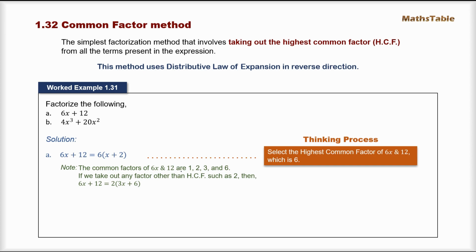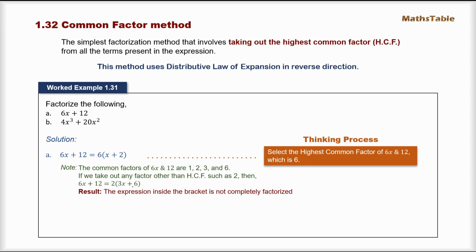This shows that if we take any number other than the highest common factor, then the expression inside the bracket is not completely factorized. So it's much better to select the highest common factor so that we can perform the factorization in a single step.